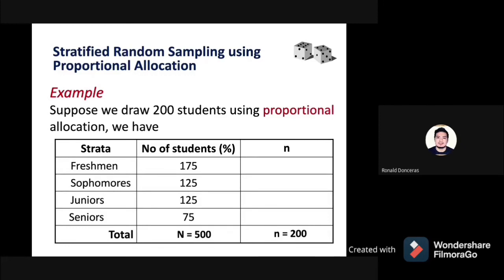So para malaman natin yan, i-divide natin yung total number of stratum 1, which is freshmen, divided by the total population times 100. That's the proportion that we need to get from that stratum. So, ibig sabihin, if you have 175 divided by 500, it will give us 0.35. You multiply that by 100, it will give us 35. So, ibig sabihin, we will get 35 students na mga first year. Okay?